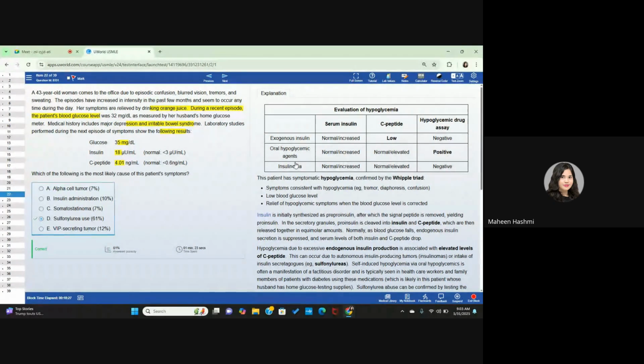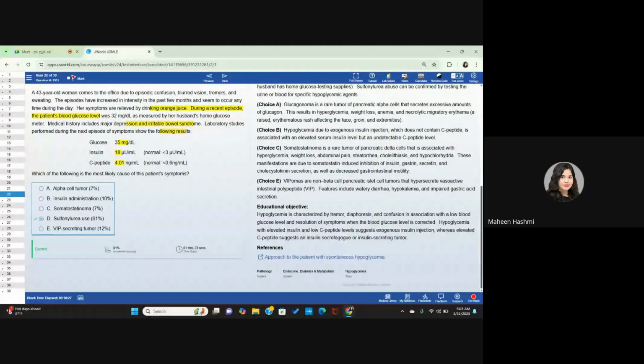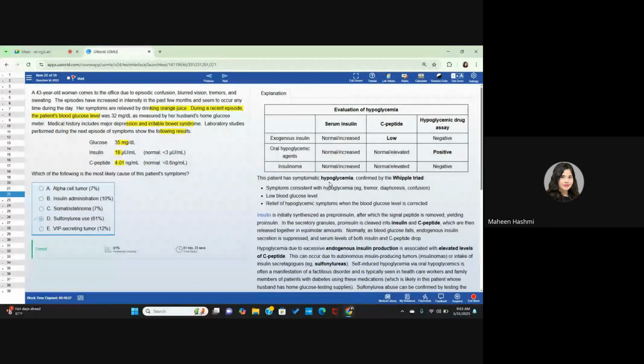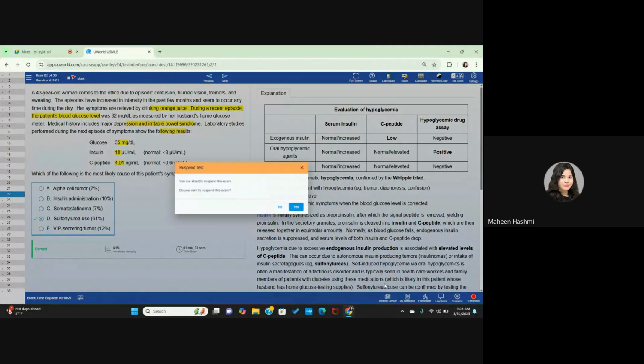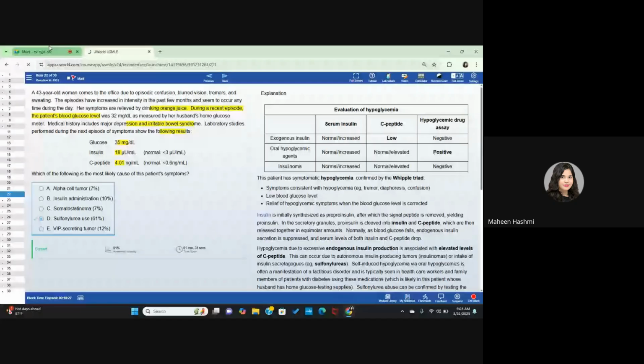For oral hypoglycemics and insulinomas, the serum insulin is increased in both, and C-peptide is also elevated. But how do you differentiate between sulfonylureas and an insulinoma? You do it by a hypoglycemic drug assay, and if it's positive, it's oral hypoglycemic agents, and if it is negative, then it can be an insulinoma. So it's really, really high yield if you understand this table. They love to test you on that. And yeah, good job, guys. We're done for today. Are there any questions that you guys have? Can I ask you something?